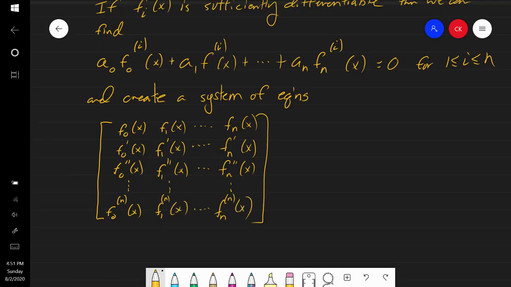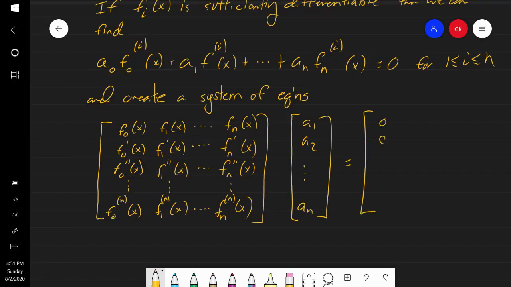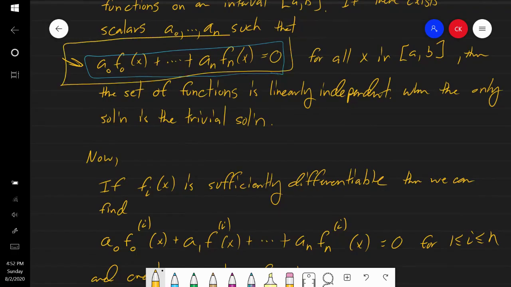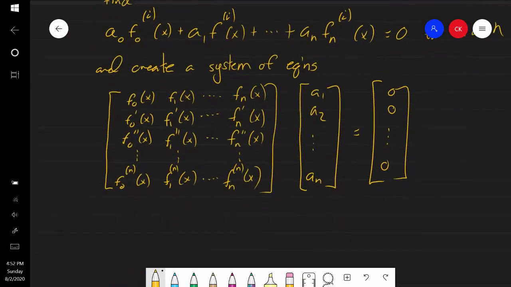So again, you can see that we have to be able to find the nth derivative when we have n functions that we're working with. So those represent, in some regard, the coefficients. Then we multiply that by our unknown coefficients, a1, a2, a sub n, and we want that to be equal to the 0 vector. So this is how we can create this system of equations by taking successive derivatives. Again, all we're really doing is just taking n derivatives of this equation right here, and then turning it into its matrix form.